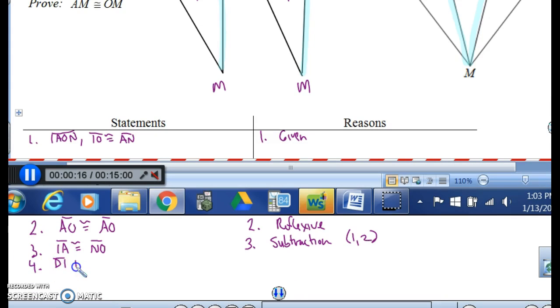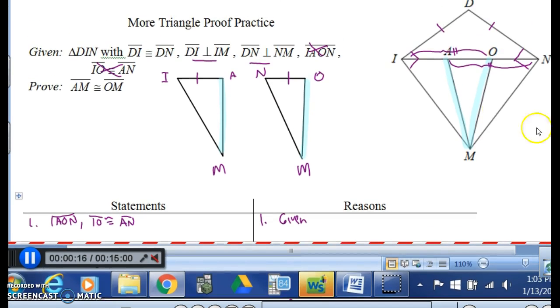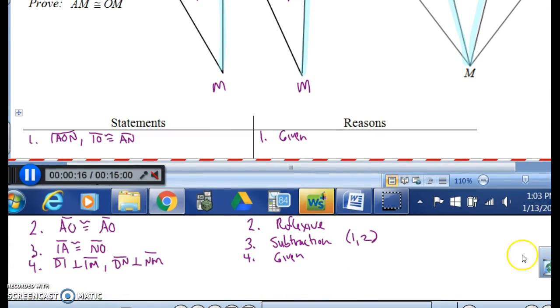DI is perpendicular to IM. DN is perpendicular to NM. That's given. And then they made the right angles. Now remember, you got the whole right angle here, DIM and DNM. Those are the right angles that are congruent.